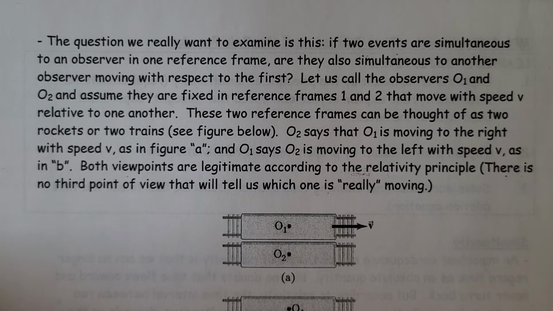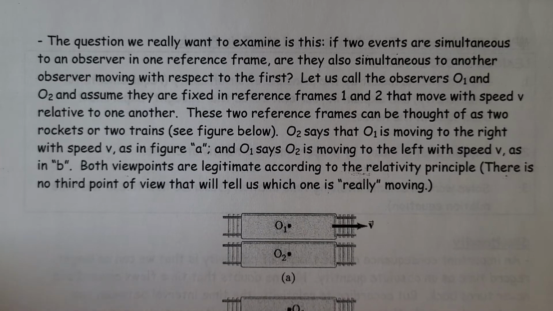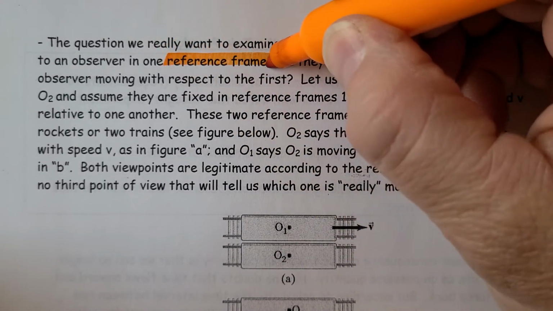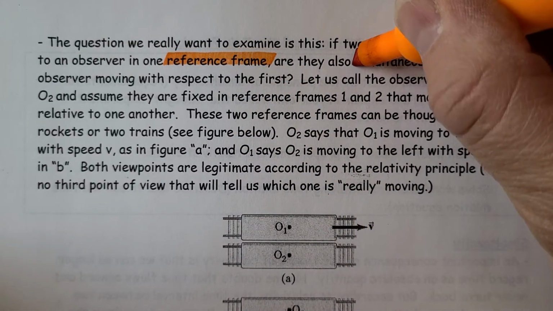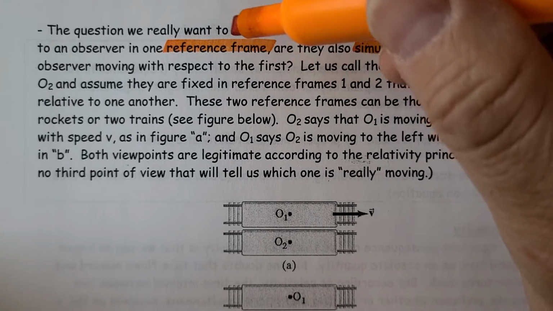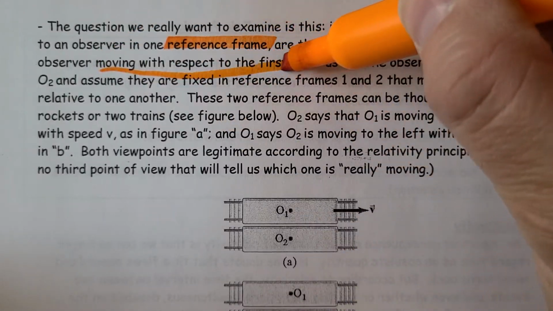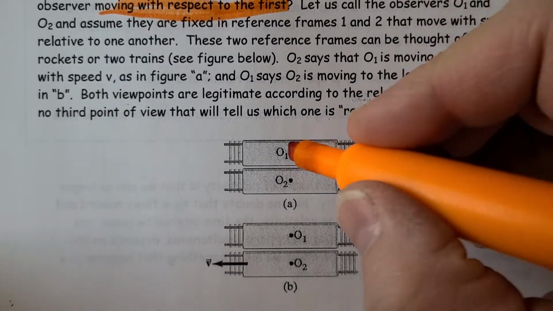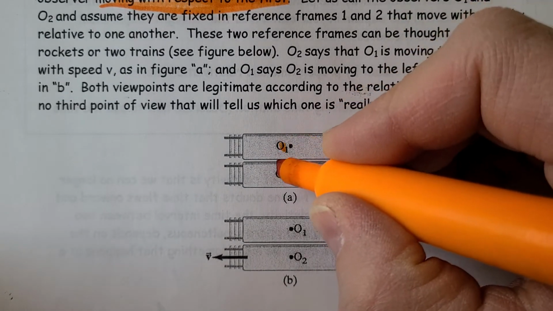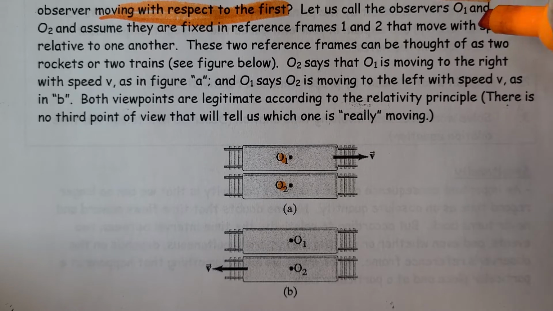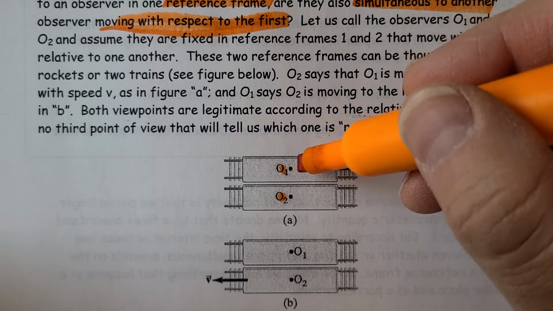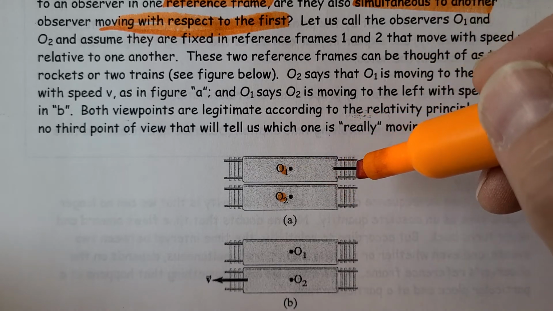The question we really want to examine, though, is if two events are simultaneous to an observer in one reference frame, are they also simultaneous to another object moving with respect to the first? So let's call the observers Observer 1 and Observer 2. So here they are right here. These two reference frames are moving with a relative speed to each other. So we could say that O1 is moving, we could say that O2 is moving, it doesn't matter.